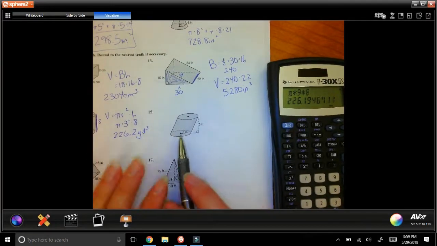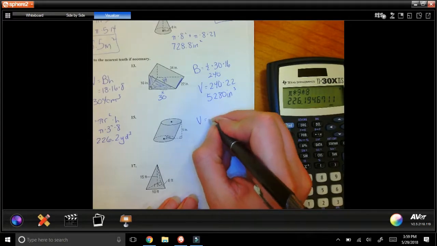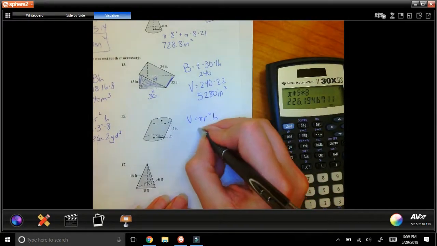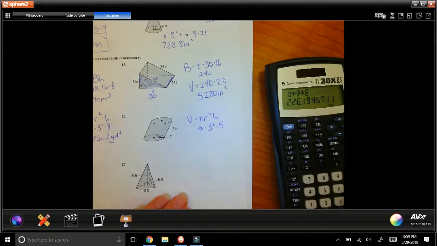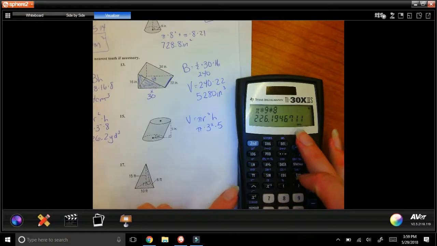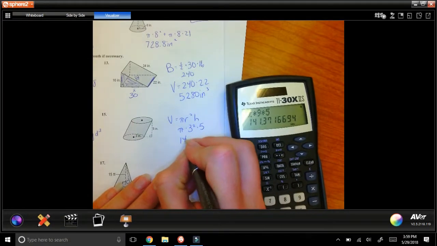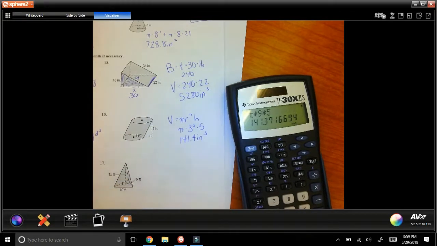This next one has the same formula, even though it's kind of shifted to the side. It's still volume is the area of the base times the height. So pi times 3 squared, the height is 5. So almost the same formula. I'm just going to change this to a 5. 141.4, and that's cubic inches.